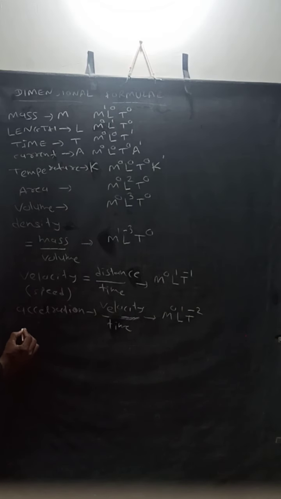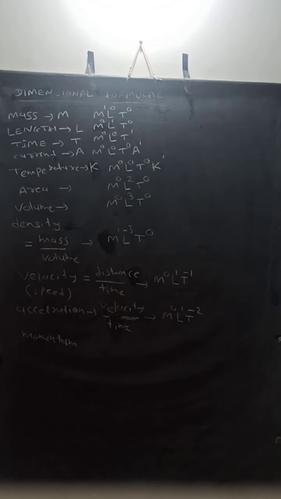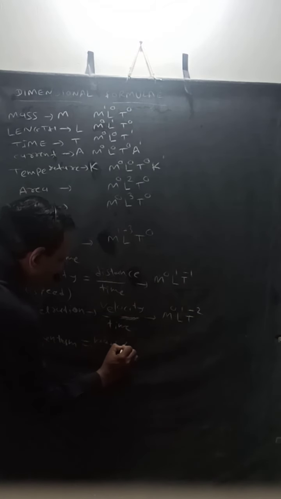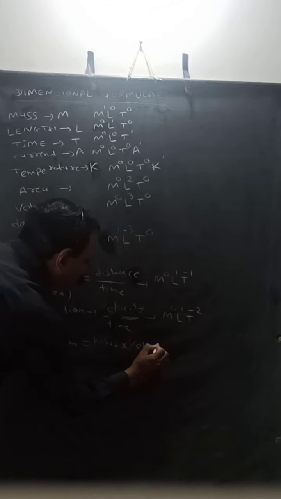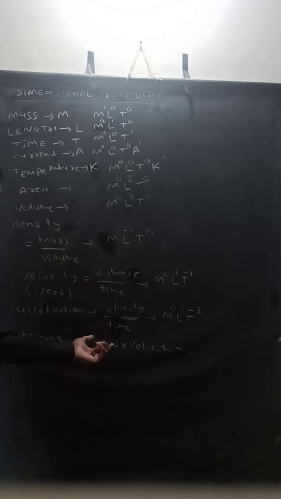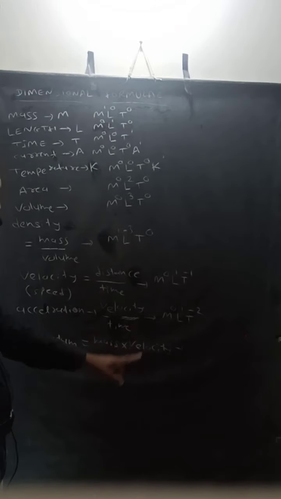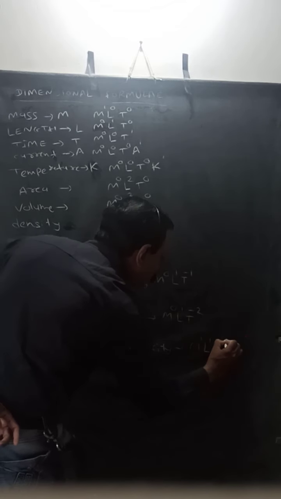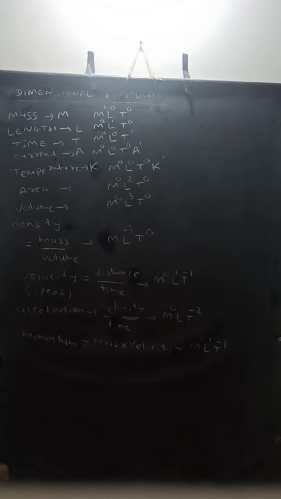Now the momentum. It is a linear momentum. Equation of momentum is what? Momentum is equal to mass multiplied by velocity. The dimensional formula of mass is M1, velocity is L1 T minus 1. Then after, M1 L1 T minus 1.